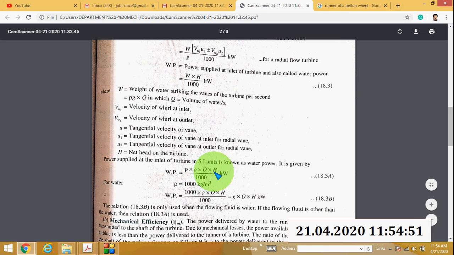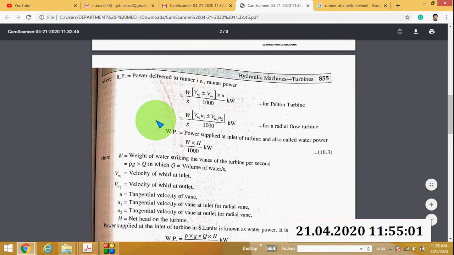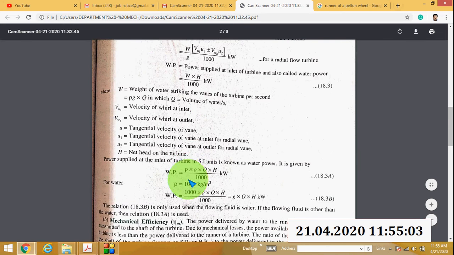This is important: rho g Q H by 1000 kilowatt, where rho is equal to 1000 kilogram per meter cube. This is the equation of water power. So you have to substitute the runner power divided by water power, and you will get the hydraulic efficiency.